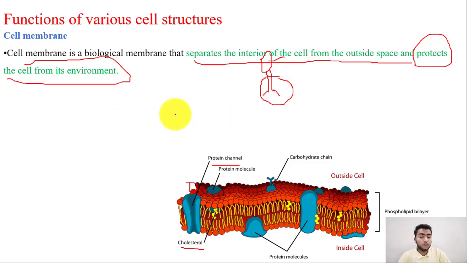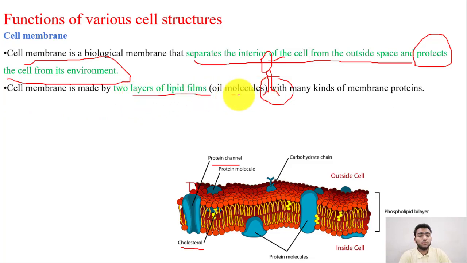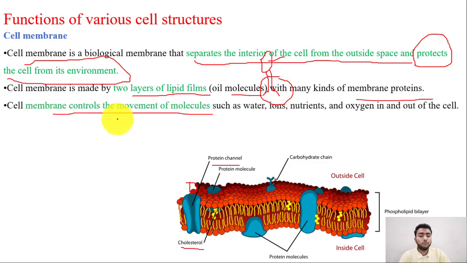And a cell only requires certain sorts of ions or molecules at a particular time, and that needs to be controlled, and therefore a cell needs to maintain equilibrium, and the cell membrane is one of the structures that allows it to do so. Then it has two layers of lipid films, phospholipid oil molecules, with many kinds of membrane proteins that we saw. It controls the movement of molecules. So it's a really important point. Such as water, nutrients, oxygen, carbon dioxide. So gases diffuse from outside into a cell, or from inside to outside of a cell.